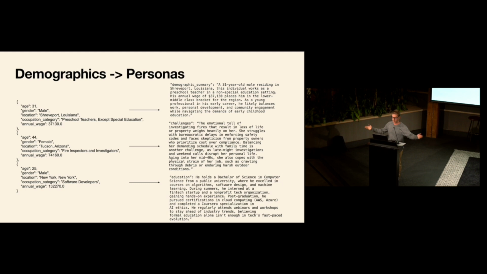So here's an example of what it means to go from these demographics to actual personas. On the left, you can see things that we deterministically sampled over, so three of our different humans. And then on the right, one of the specific columnar descriptors of this human: demographic summary, challenges, education. I'm not going to read them out, but maybe it's big enough to read.